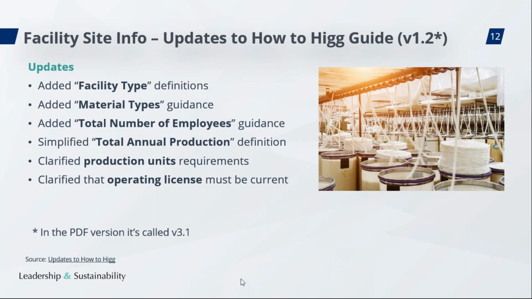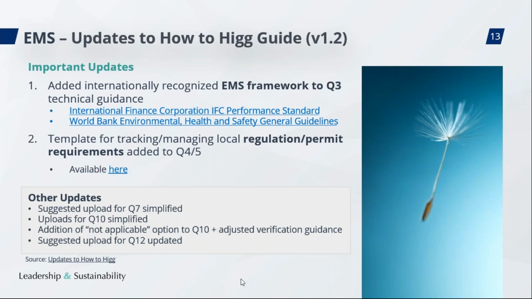And then let's move on to the EMS section, the Environmental Management System section. There are some important updates in the How to Higg. They have added internationally recognized EMS frameworks to the technical guidance. A facility should check laws and regulations to determine whether their local government has rules governing the process of evaluating likely environmental impacts of the facility's operation, and that needs to be followed.